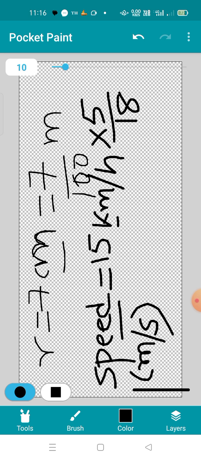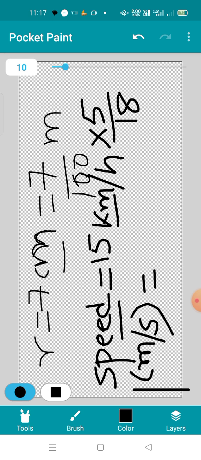Another way is there. We want meter per second. So 1 kilometer is 1000 meters, so 15 into 1000, divided by hour. 1 hour has 3600 seconds. If you simplify, you'll get this 5 by 18. So I'm just using the simplified value. In simple terms, you just remember that to convert speed in kilometers per hour to meter per second, you have to multiply by 5 by 18.